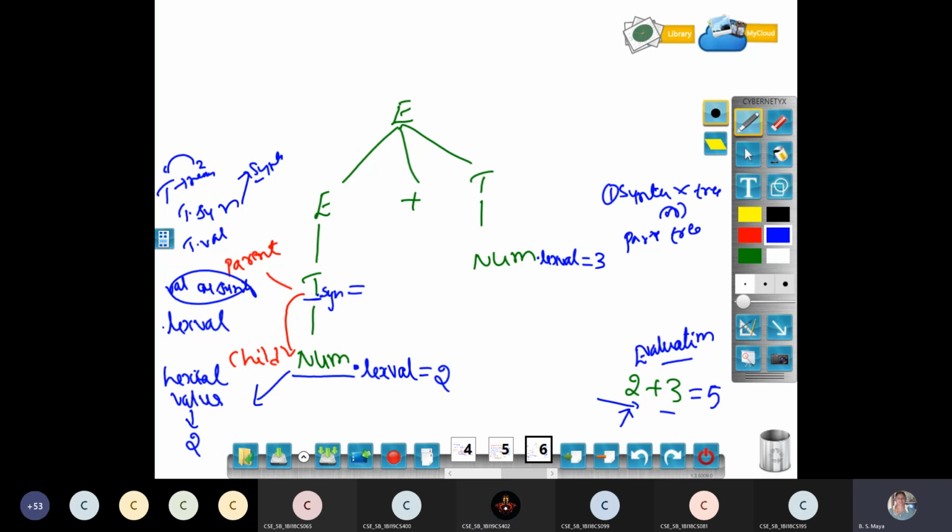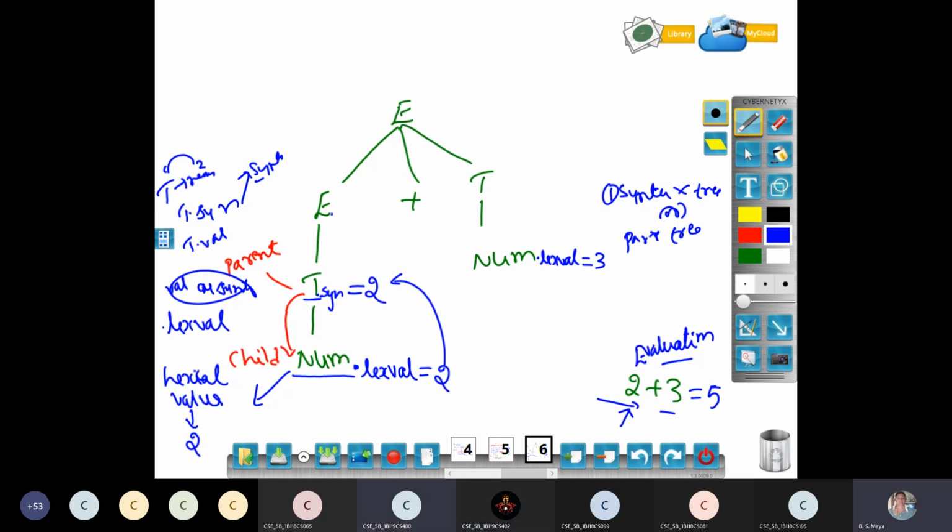Okay, now what is the value of now? Can I copy these two to here directly? Yes, ma'am. This synthesized value is now 2. Clear? Shall I move on to the next step, the E value? Yes, ma'am. Can you tell me what is the E value now?